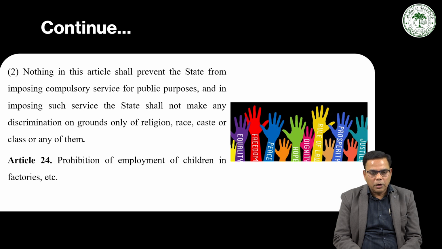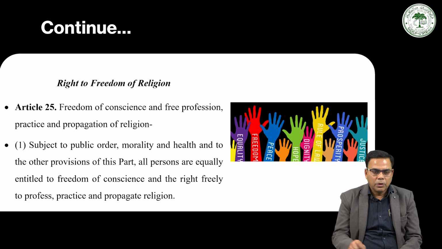Then you have Article 24, prohibition of employment of children in factories, etc. The child below the age of 14 years will not be employed in hazardous industries. Then many subsequent laws have been made, that is abolition of child labor. You will also find abolition of bonded labor. So bonded labor, that is begar labor, and also child labor have been taken care of through later legislation. So it is not only constitutional provision, but other legislations are also important from this point of view.